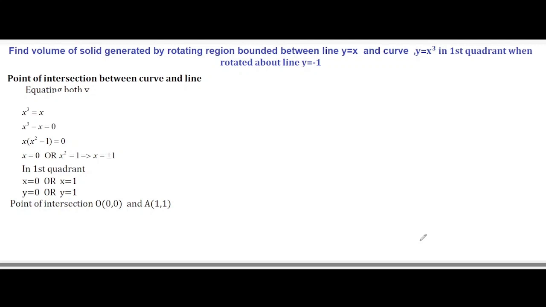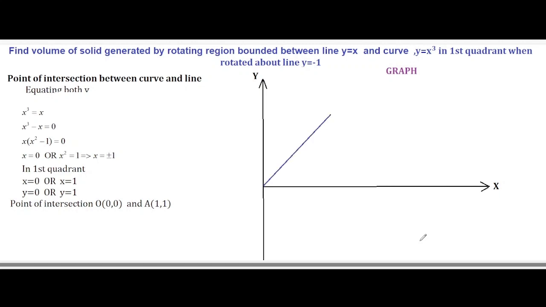So to draw the graph, we have to start with both the coordinate axes, the x-axis and y-axis. Then we are going to draw the line y is equal to x and the curve y is equal to x cube. The line and curve both will go from 0, 0, that is the origin, to 1, 1. And the region between this line and curve will be this portion. Let's shade the region for better understanding.